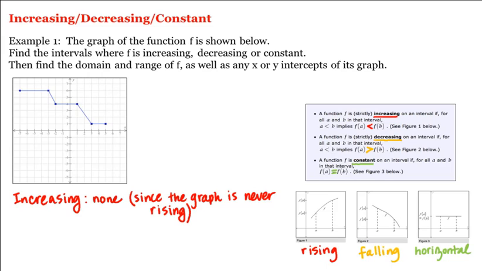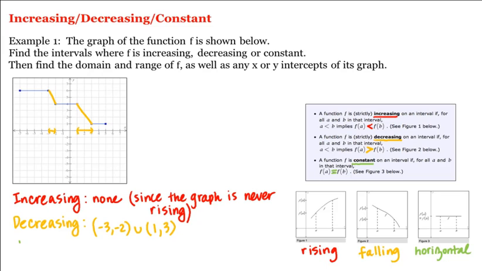All right, where is f decreasing? Looking at our graph, we see that the graph is falling here as well as here, which corresponds to these intervals here and here. That is, the interval over which f is decreasing is -3 to -2, union 1 to 3.